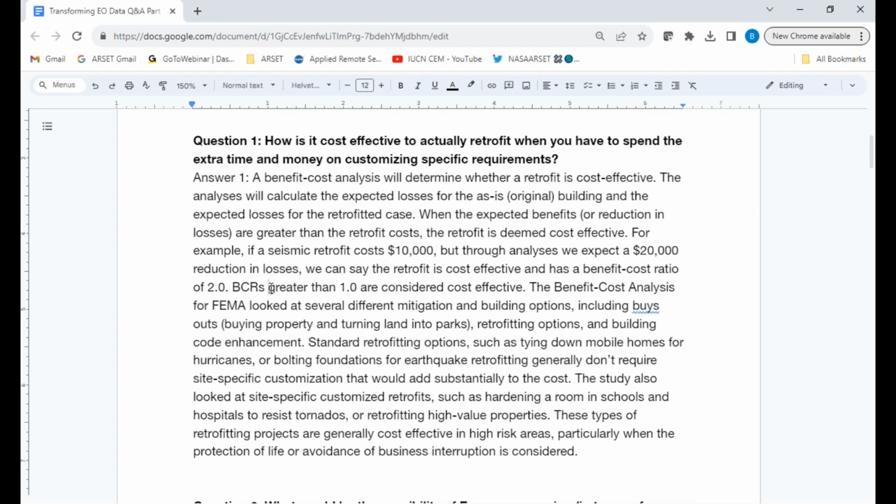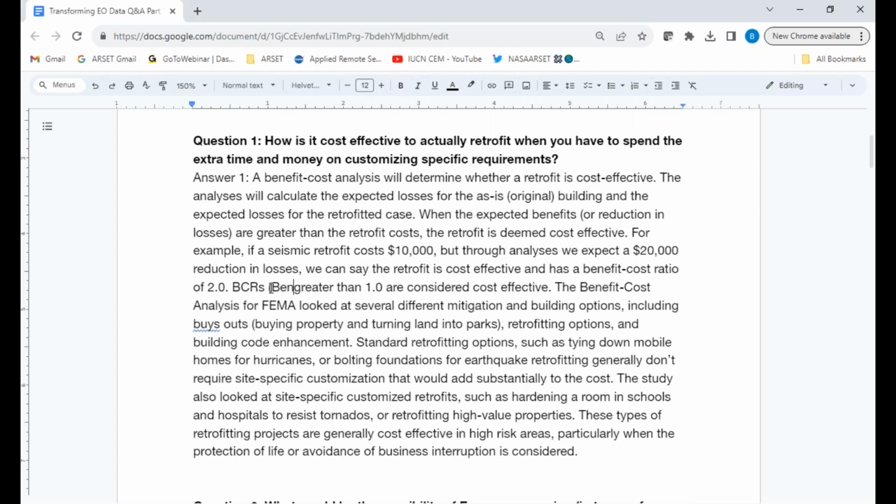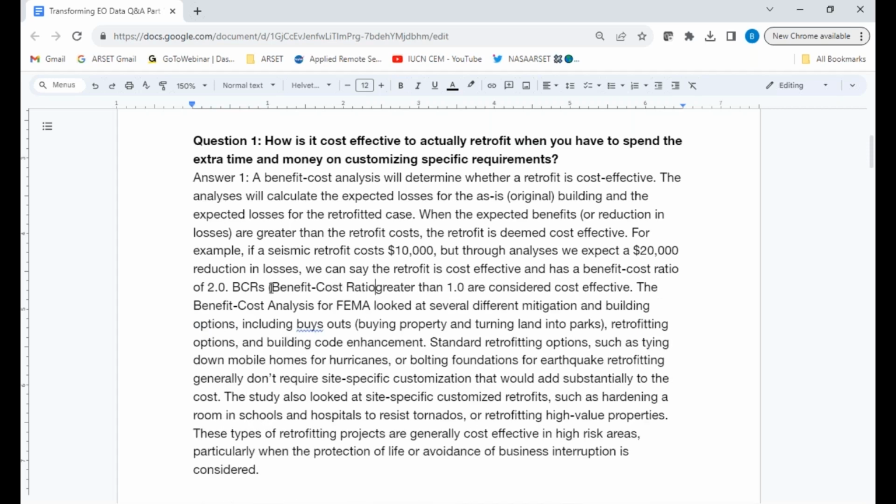I put an example: if your seismic retrofit costs 10K, and through our analysis we expect 20K in savings, that's a BCR of 2. We expect that to be cost beneficial at that point.